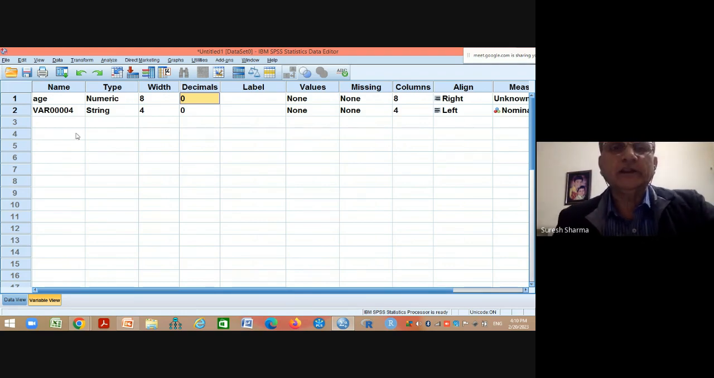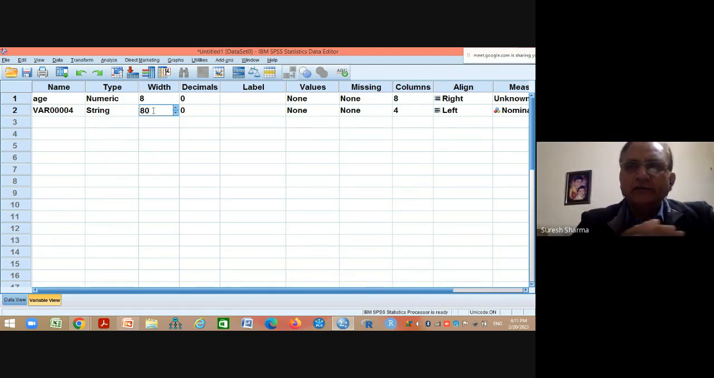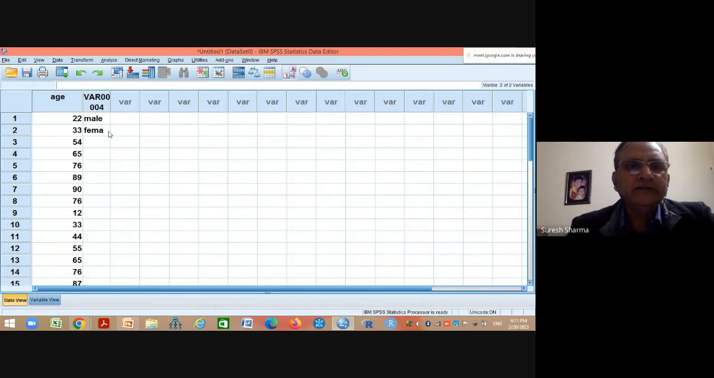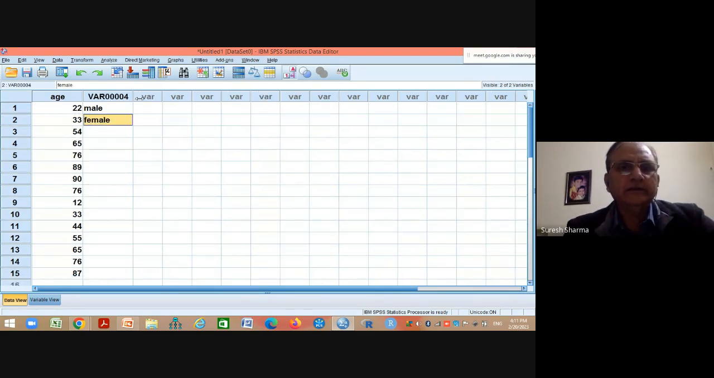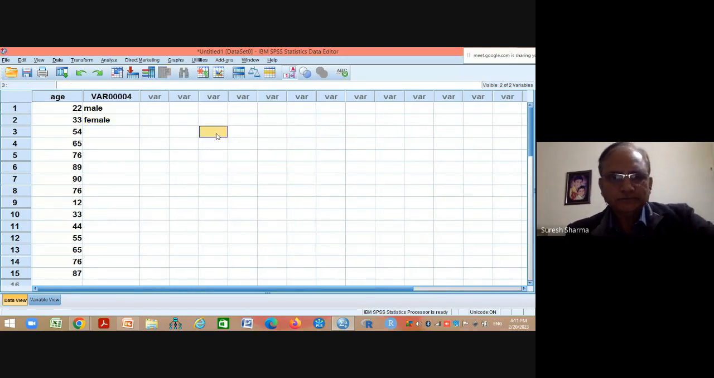But you have an option. You just click here and you can increase this. You can also make this 8 and then come back to your data view. You can also make this 80 also. No problem. It's up to you. If your address is quite long, you can make this 80 and you can write even 3-4 lines. It doesn't matter. But suppose I make this 8 and come back to the data view, now you can enter female. Now it is taking. Can you see that it is taking female now? Yes, sir.